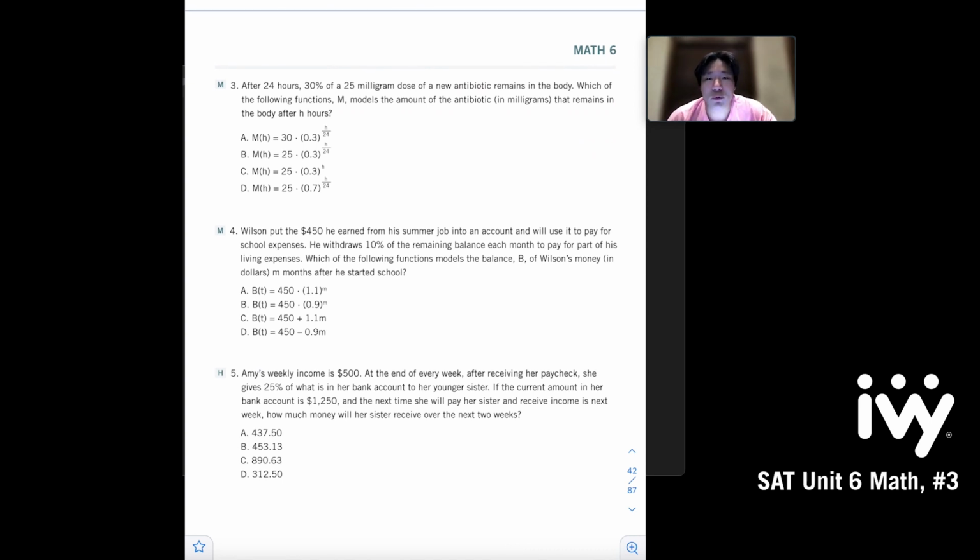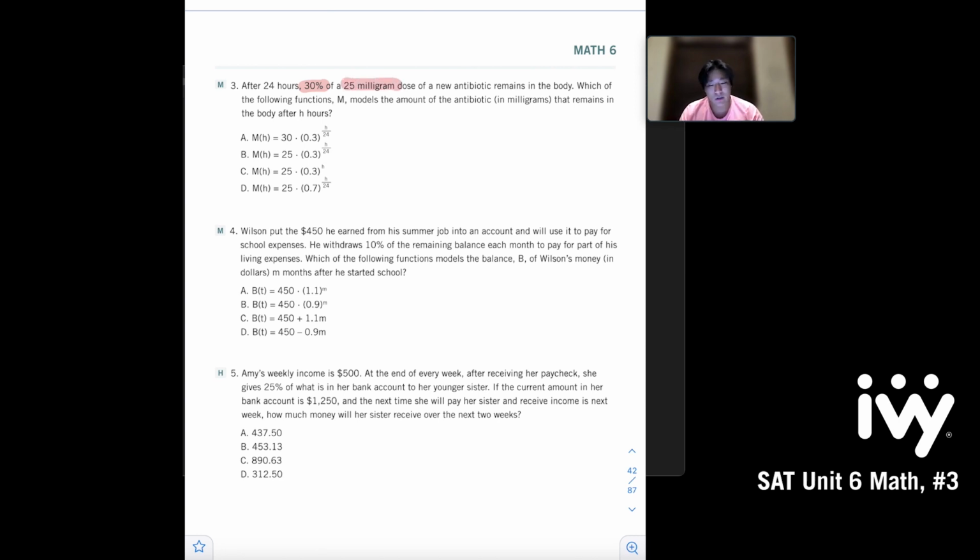Okay, question 3. Question 3 says after 24 hours, 30% of a 25 milligram dose of a new antibiotic remains in the body. Which of the functions M models the amount of antibiotic in milligrams that remains in the body after H hours? So big thing here we see, we start off with 30%, and that 30% is of a 25 milligram dose, so you have to be careful here.